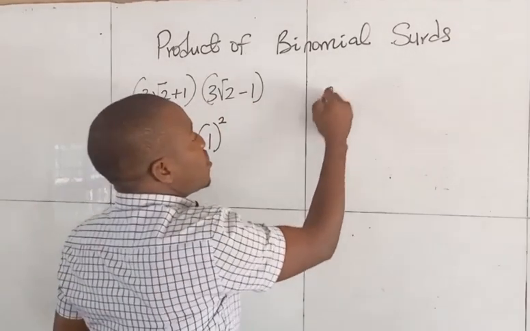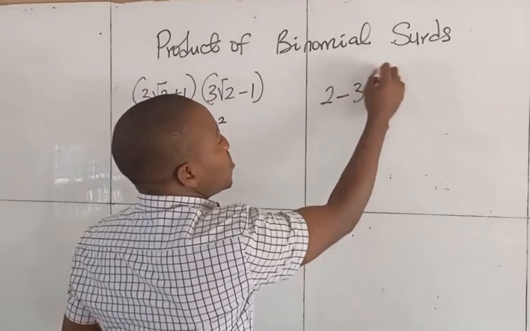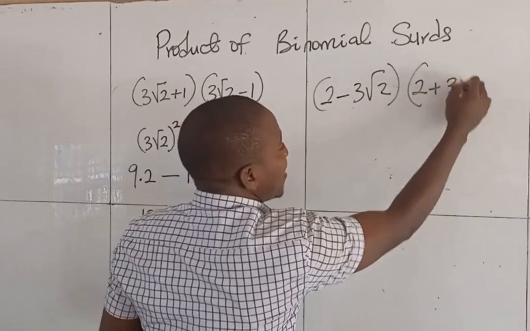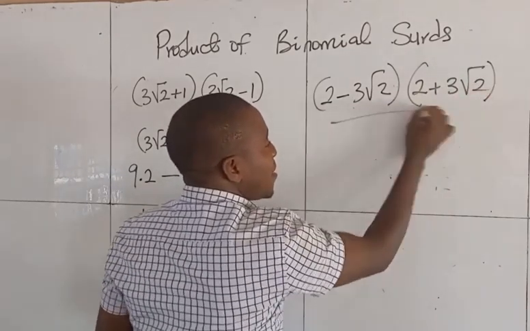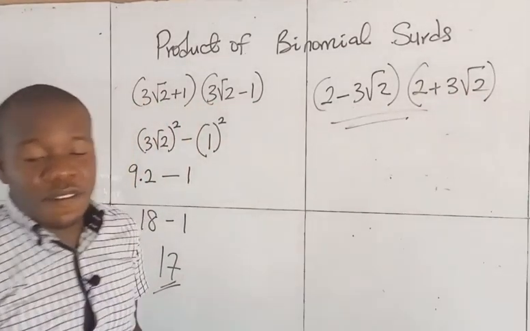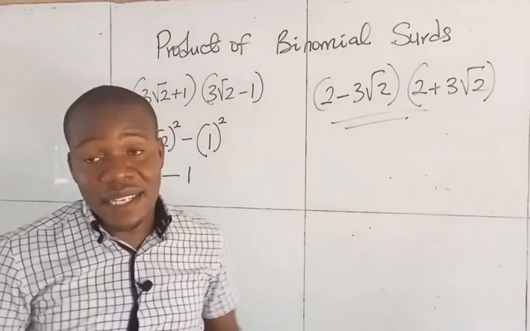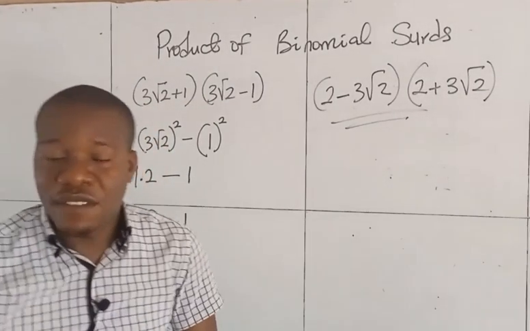So you solve this: 2 minus 3 root 2, and then 2 plus 3 root 2. You can easily apply your difference of two squares there because they are conjugates. Or you can easily expand. Any of the two methods.